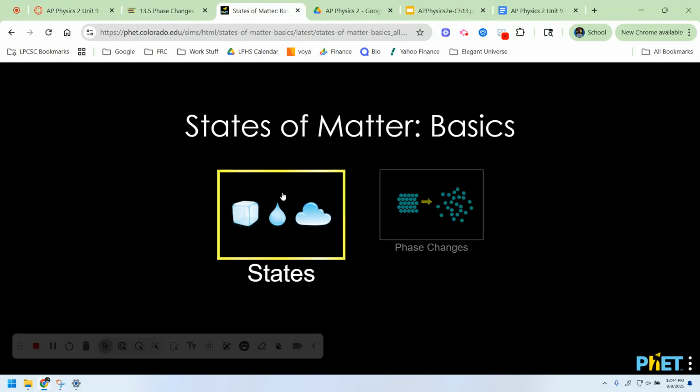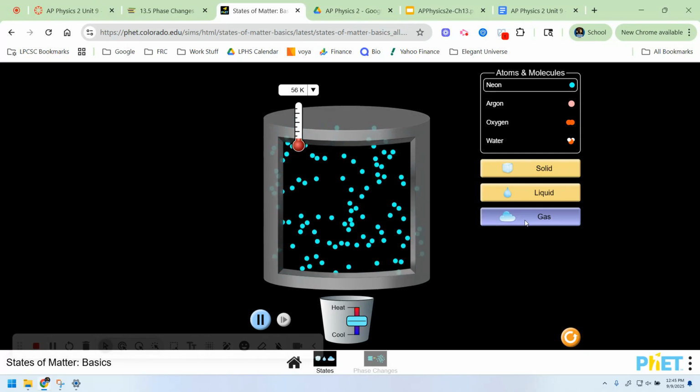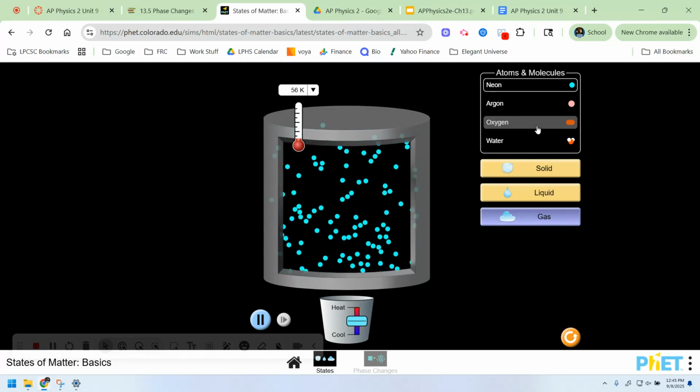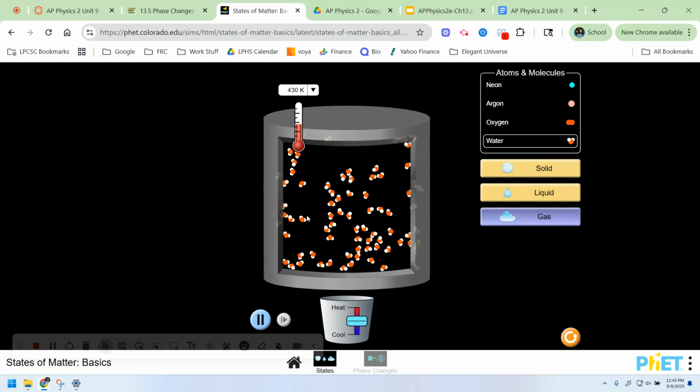This is fine. So let's do this one. Right? And so phases and phase changes. So the first thing are the states, right? If I put a solid in there, notice that the molecules are close together. If I make it a liquid, they spread out a little bit. If I make them a gas, they're all over the place. And so I have some choices here. I could choose water. So these are little water molecules, right?